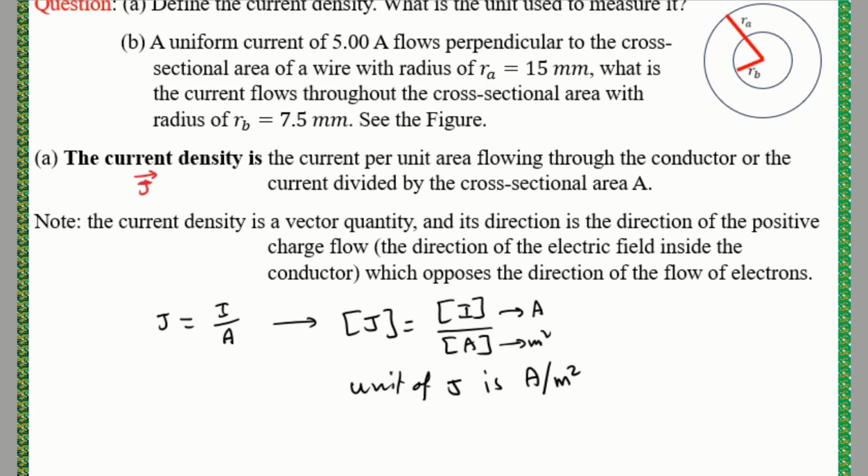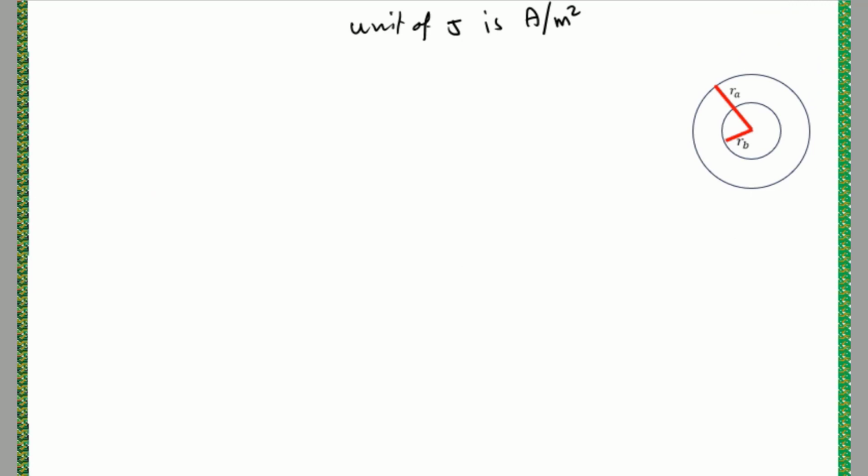Let's draw it again. For part B, we know that J equals I over A. And since the current is uniformly flowing in this conductor, we can write J across A is the same as J across B. So I through A over the area of A equals I through B over the area of B.